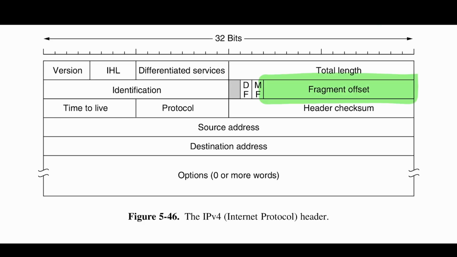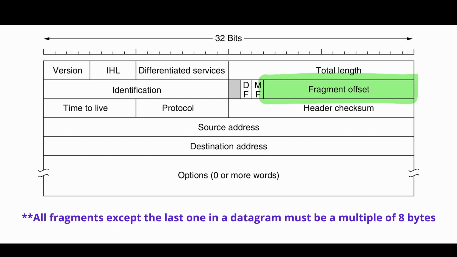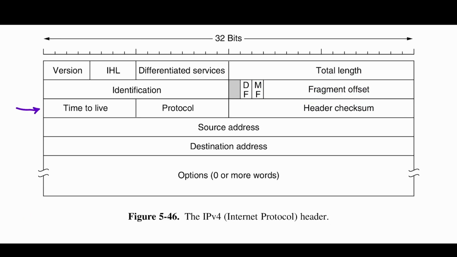Next is fragment offset. This tells the receiver exactly where this specific piece belongs in the original packet. Note that this offset must be a multiple of 8 bytes. Now it's row 3. Row 3 is critical for routing and safety.